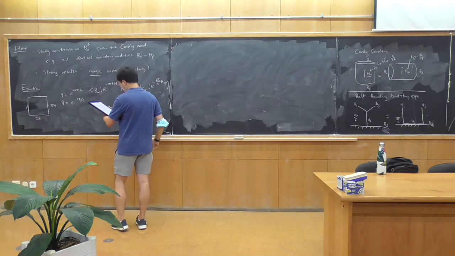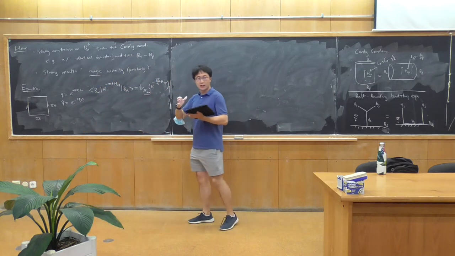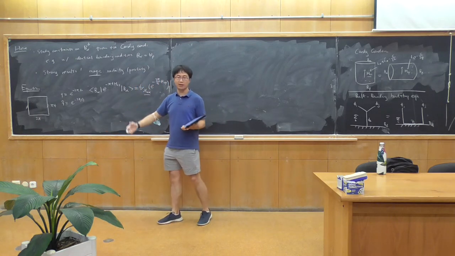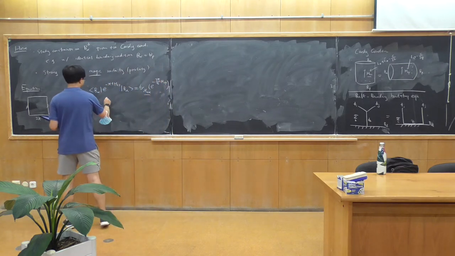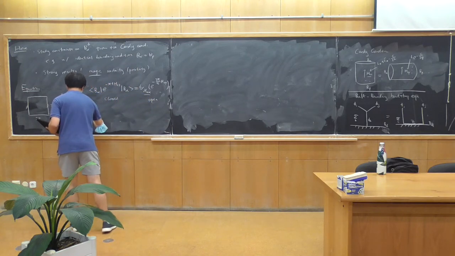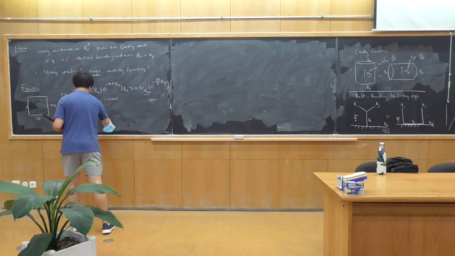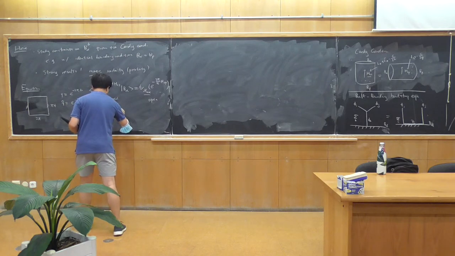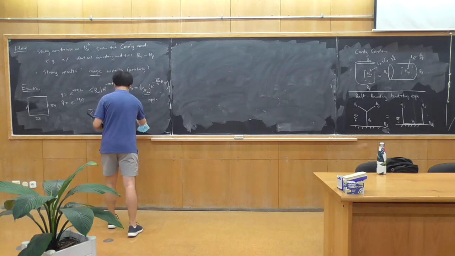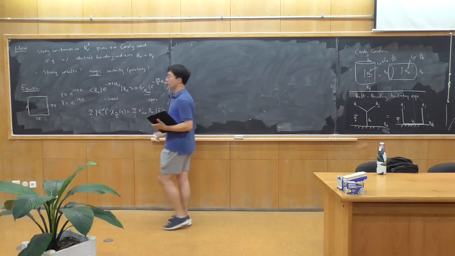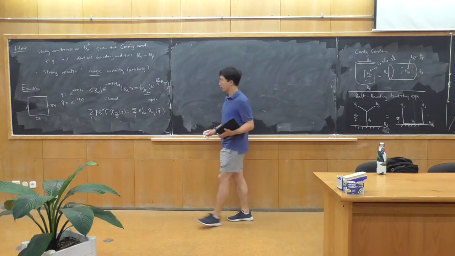And because in two dimensions, conformal symmetry is enhanced to Virasoro symmetry, both sides will have a nice decomposition into Virasoro characters. So this is what I was calling the closed channel, and this is the open channel. And this means that I have this following decomposition of both sides of the equation.